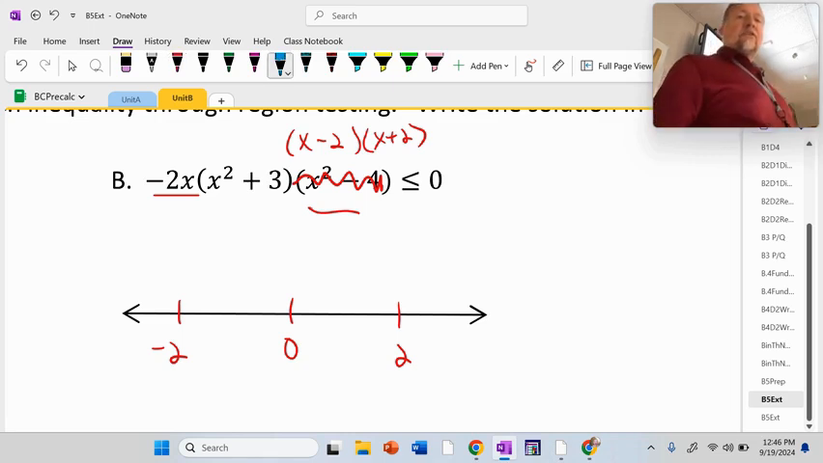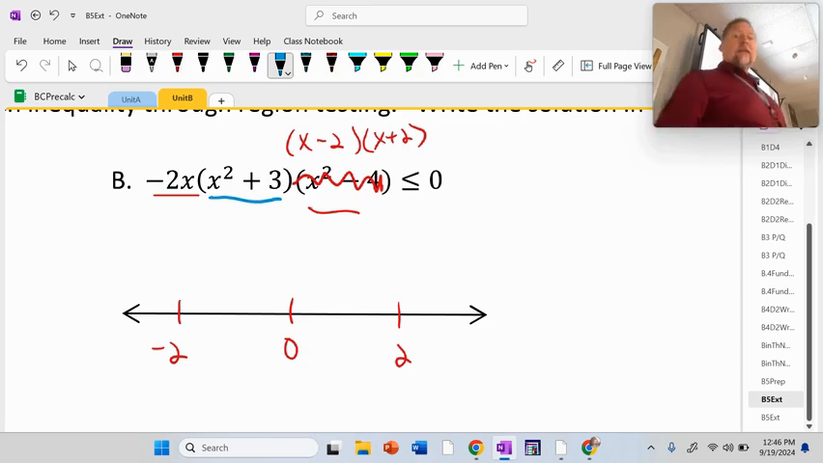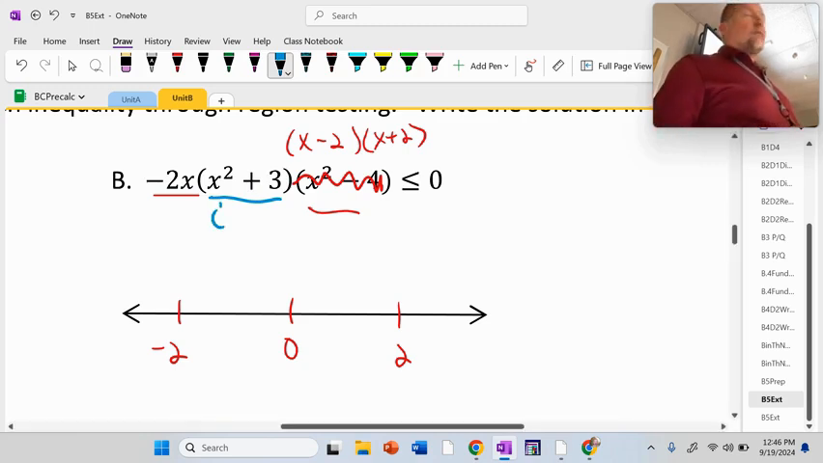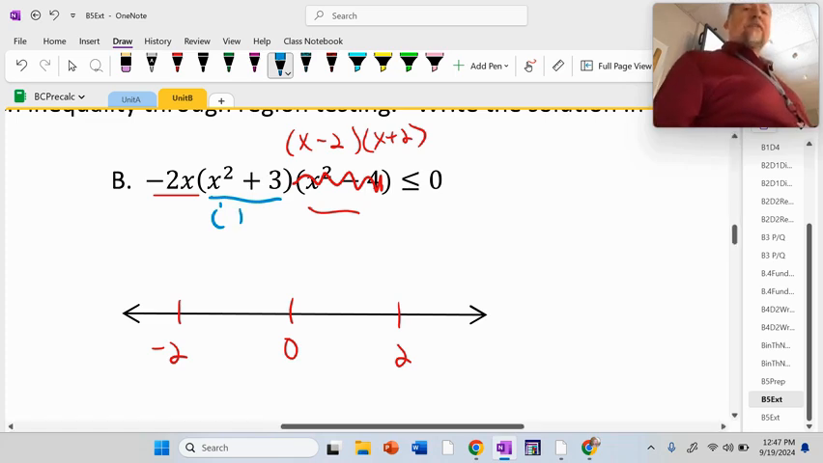But wait a minute, what about this other one? What about this? I'll change colors just because it is really different. What kind of zeros do you get for that? Imaginary. These are i numbers. This is root 3. You take the square root of negative 3. It's plus or minus i root 3. What does that mean as far as x-intercepts? Are there any for this? No. So that doesn't apply to answering this inequality.